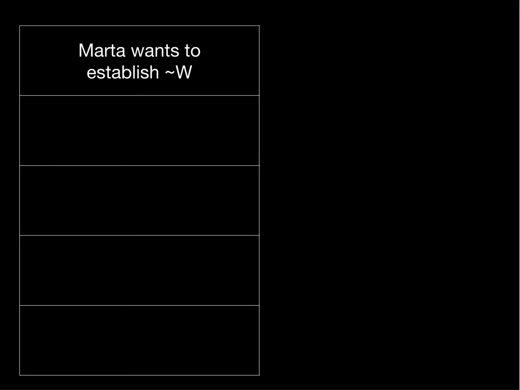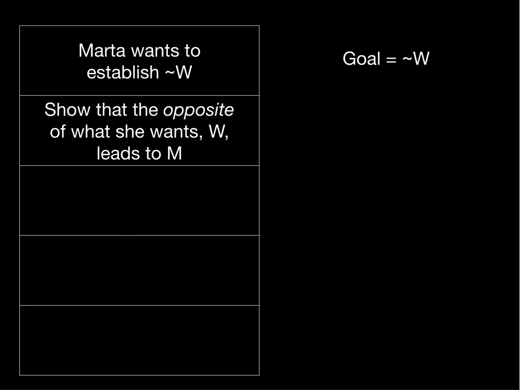Okay, so let's walk through the reasoning here. Marta wants to establish not W, so that's her goal. The key bit is this. She shows that the opposite of what she wants leads to M. What's the opposite of what she wants? Well, she wants not W, the opposite is W. So she shows that the opposite of what she wants leads to M. Okay, or if W, then M. She then demonstrates that M is false. She did this by saying, hey, the dirt isn't moist, the dirt's dry, so M is false. So not M.